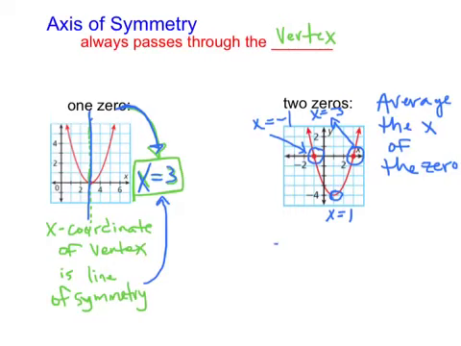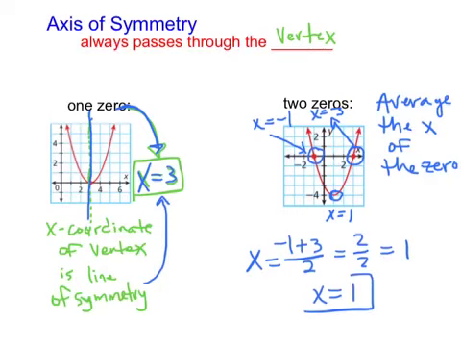So if we do this, we have -1 plus 3 divided by 2, that's our formula for average, which gives us 2 divided by 2, which is 1. So x is equal to 1. This is also describing the line that goes through there. If I get rid of some of this stuff over here, we can see that this is our vertex here, and our line of symmetry is going to go right here, and that's described by the line x equals 1. So we can do this one of two ways.